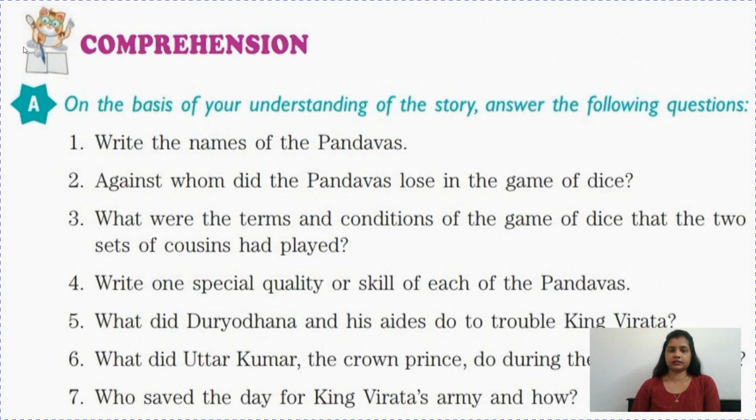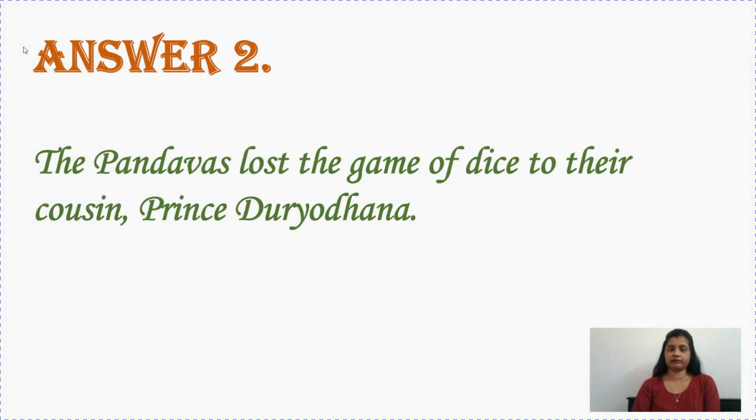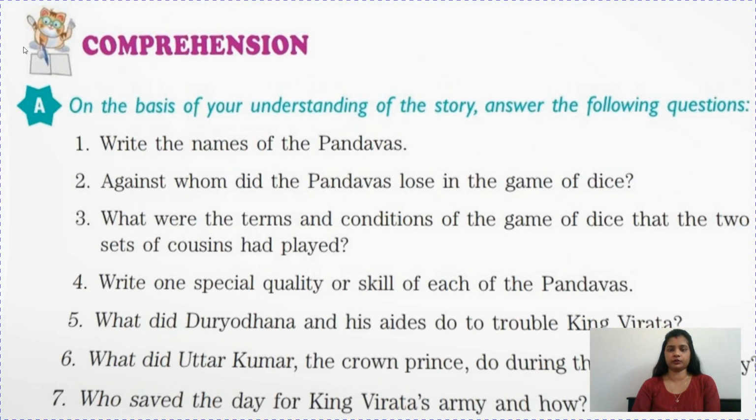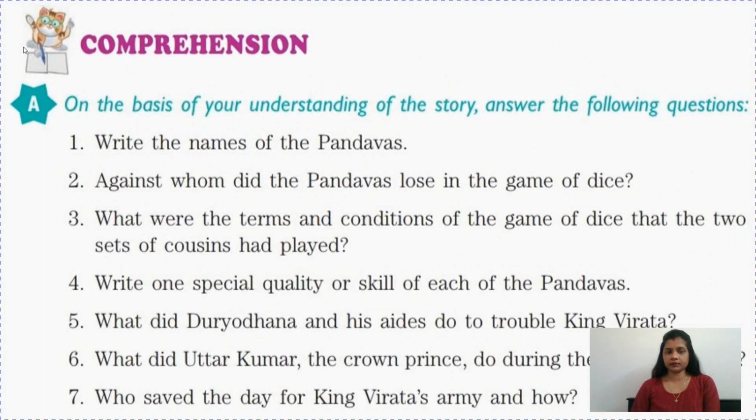So children, see here. Question number 2 is in past tense. Against whom did? So we will write the answer in the same way. The Pandavas lost. So we have to write the answer like this. The Pandavas lost the game of dice to their cousin. It's Duryodhana.